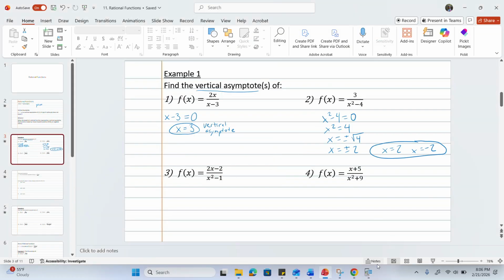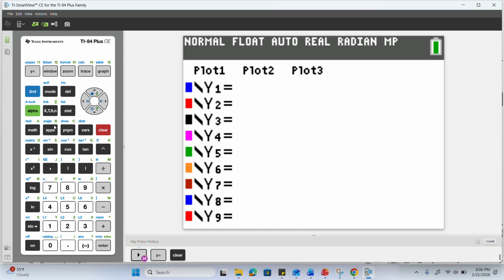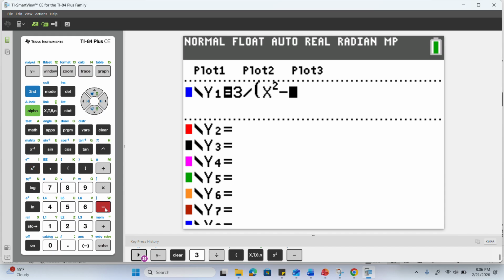So we're looking at 3 over x squared minus 4. So y equals 3 divided by x squared minus 4. Okay, let's see what this looks like.